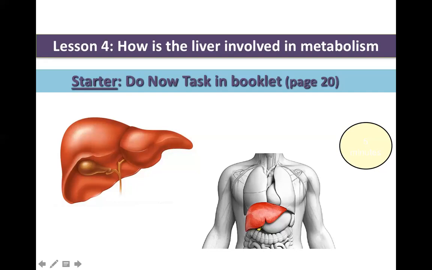Hope you're all well. So now we've had a look at anaerobic respiration and aerobic respiration as well. So we're going to move on to have a look at metabolism and how the liver is involved in metabolism as well. So if you could flick to page 20 in your booklet and complete the do now task, you can pause here for 5 minutes, complete those questions, come back, and then we will mark them.